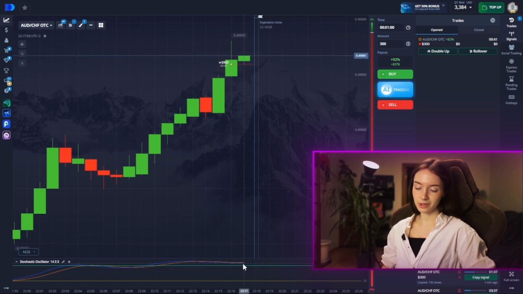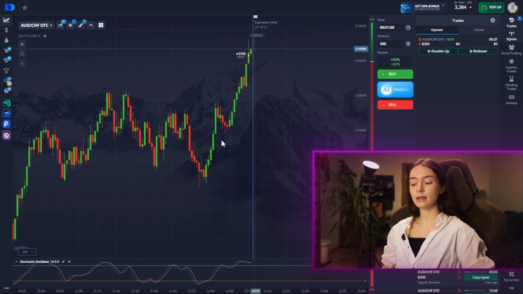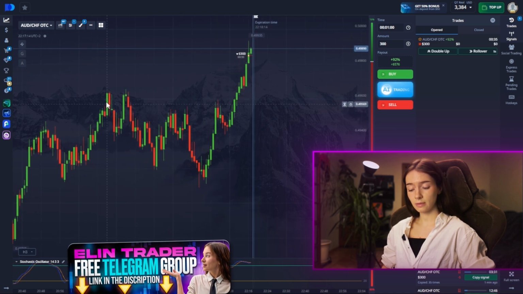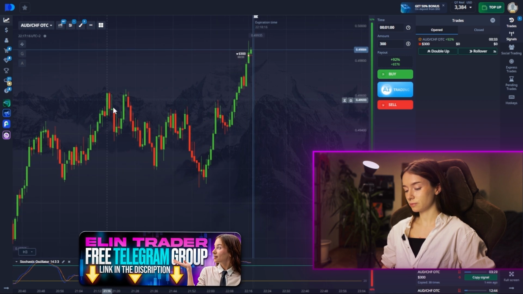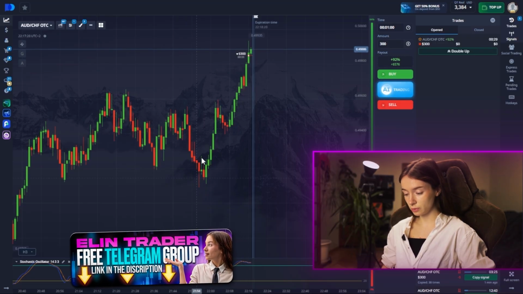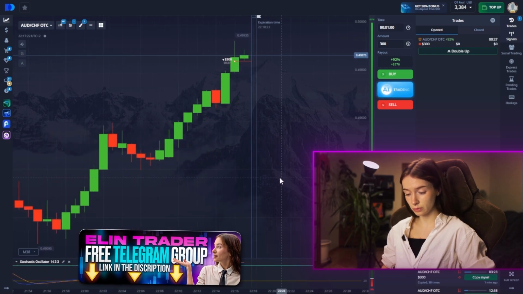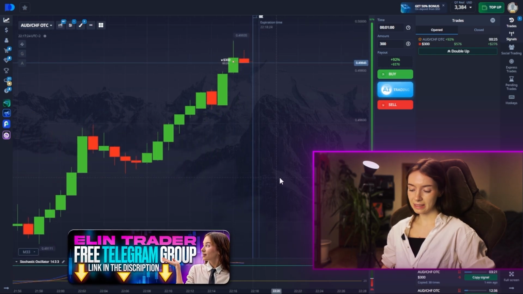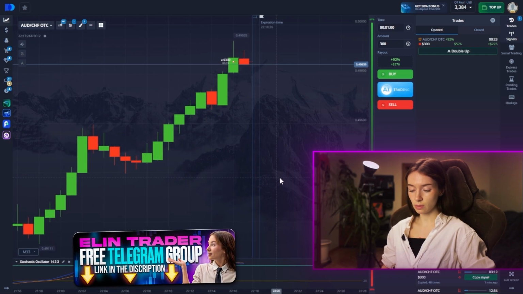The indicator confirms it and market cyclicality supports it as well. We saw a similar pattern earlier. Price moved up, then dropped, moved up again and dropped. The market is cyclical, the chart itself shows a lot.